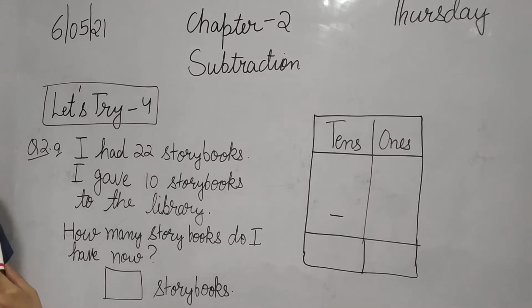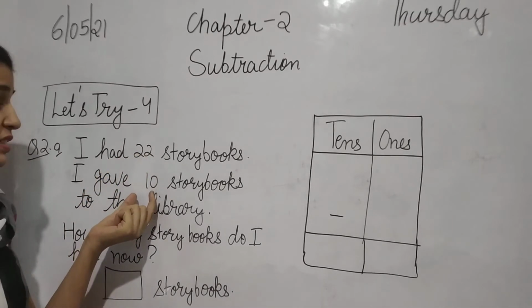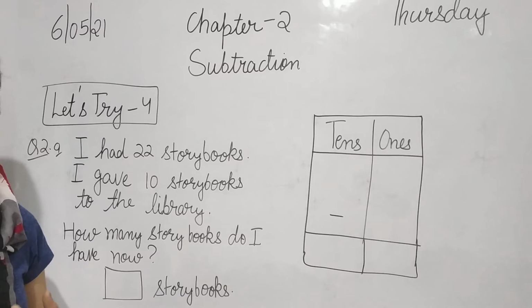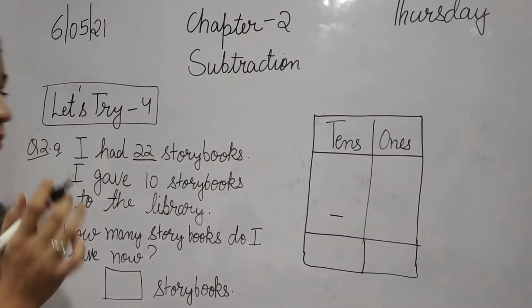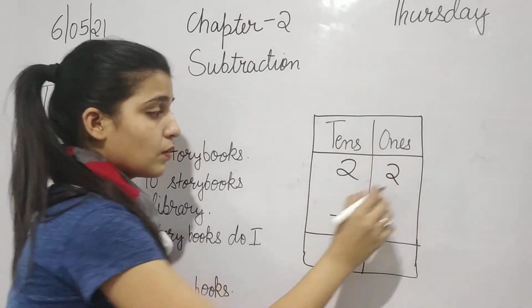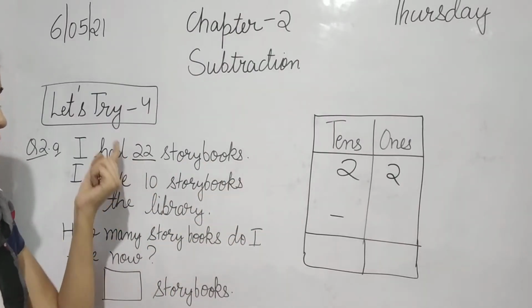I have now how many books, right? कि अब मेरे पास कितनी books हैं students, तो वो हमें निकालना है. So out of 22, if we will subtract 10, तो आपके पास कितनी books बचेंगी? That we have to find out. So what we will write first? 22, because 22 is a bigger number, so we will write 22 first, right? 2 in ones, 2 in tens.